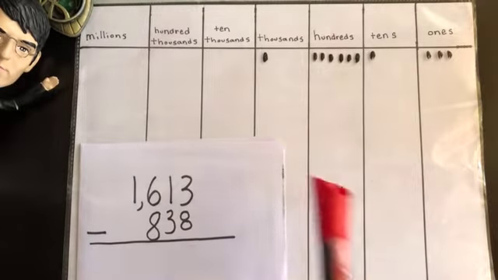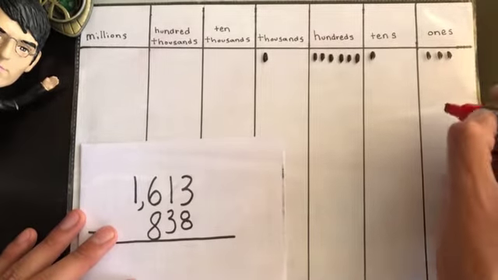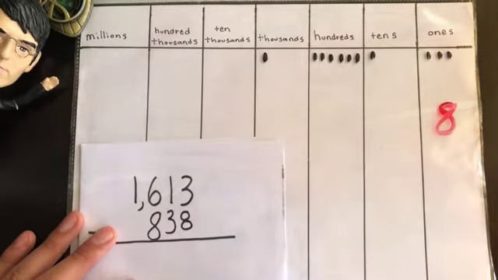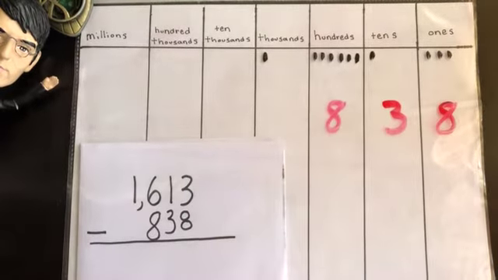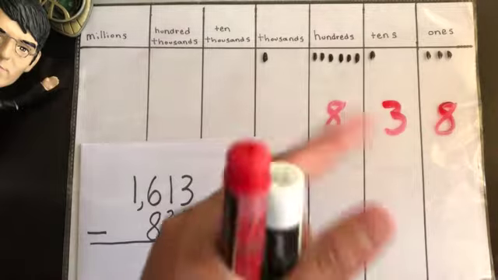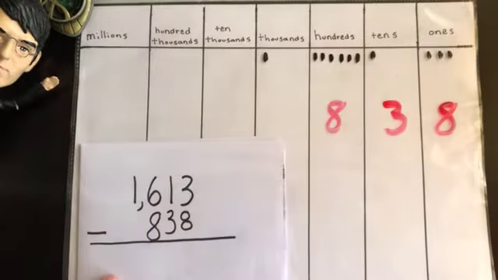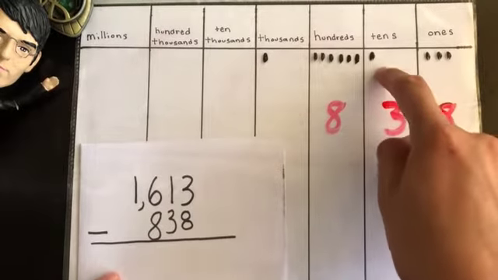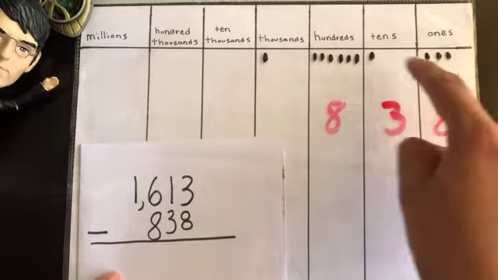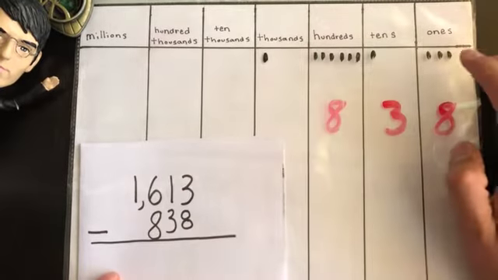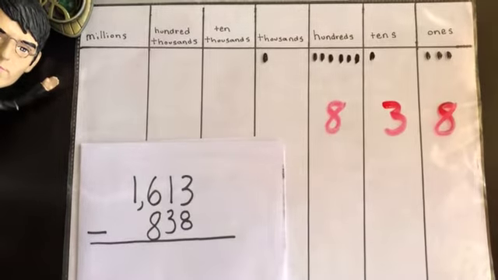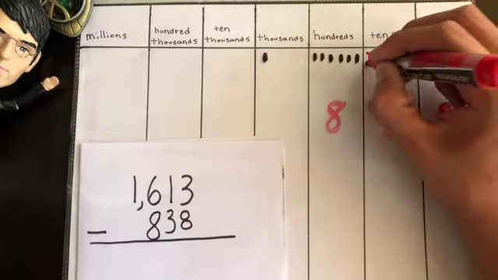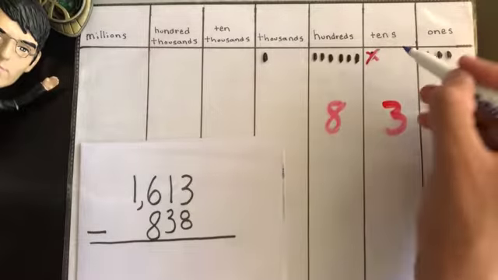Let's pay close attention to this place value. Here, I have 3 ones, and I need to take away 8 ones. I'm going to put my 3 tens that I need to take away and my 8 hundreds that I need to take away. I don't have enough ones to take away 8. So remember, we're going to decompose. I know that 10 ones makes 1 ten. Since I don't have 10 ones, I'm going to decompose this ten and turn it into 10 ones.